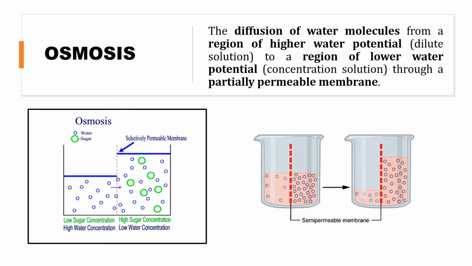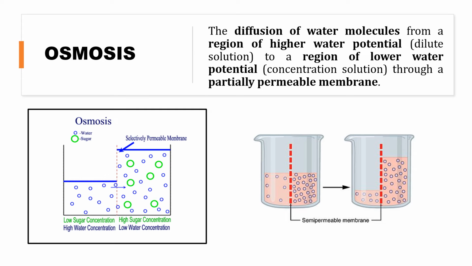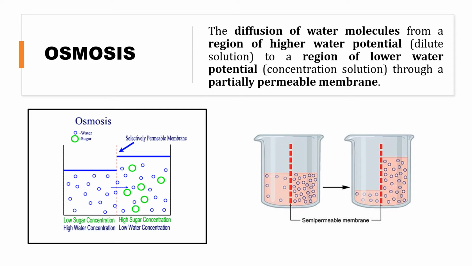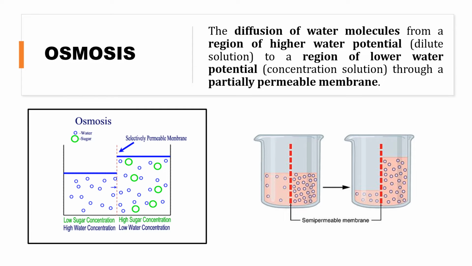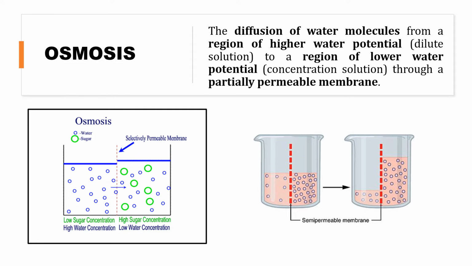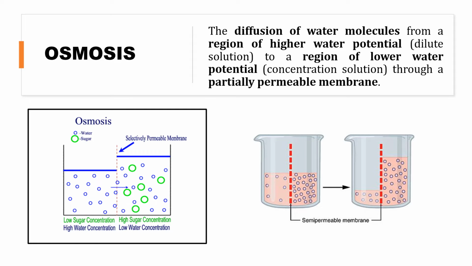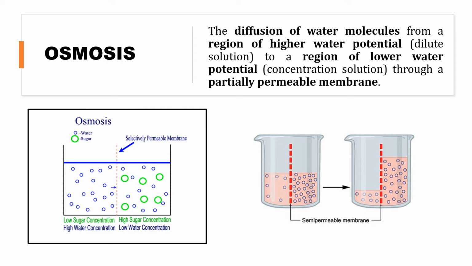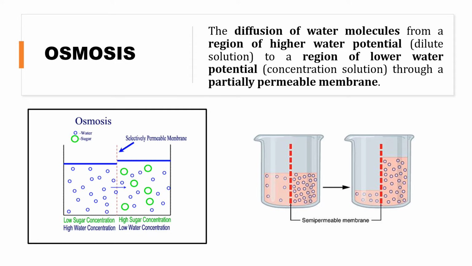Water is one of the most important compounds in living organisms. Every cell in an organism's body has water inside and outside it, though their concentrations may vary. Osmosis is the diffusion of water molecules from a region of higher water potential, which is a dilute solution, to a region of lower water potential, which is a concentrated solution, through a partially permeable membrane.